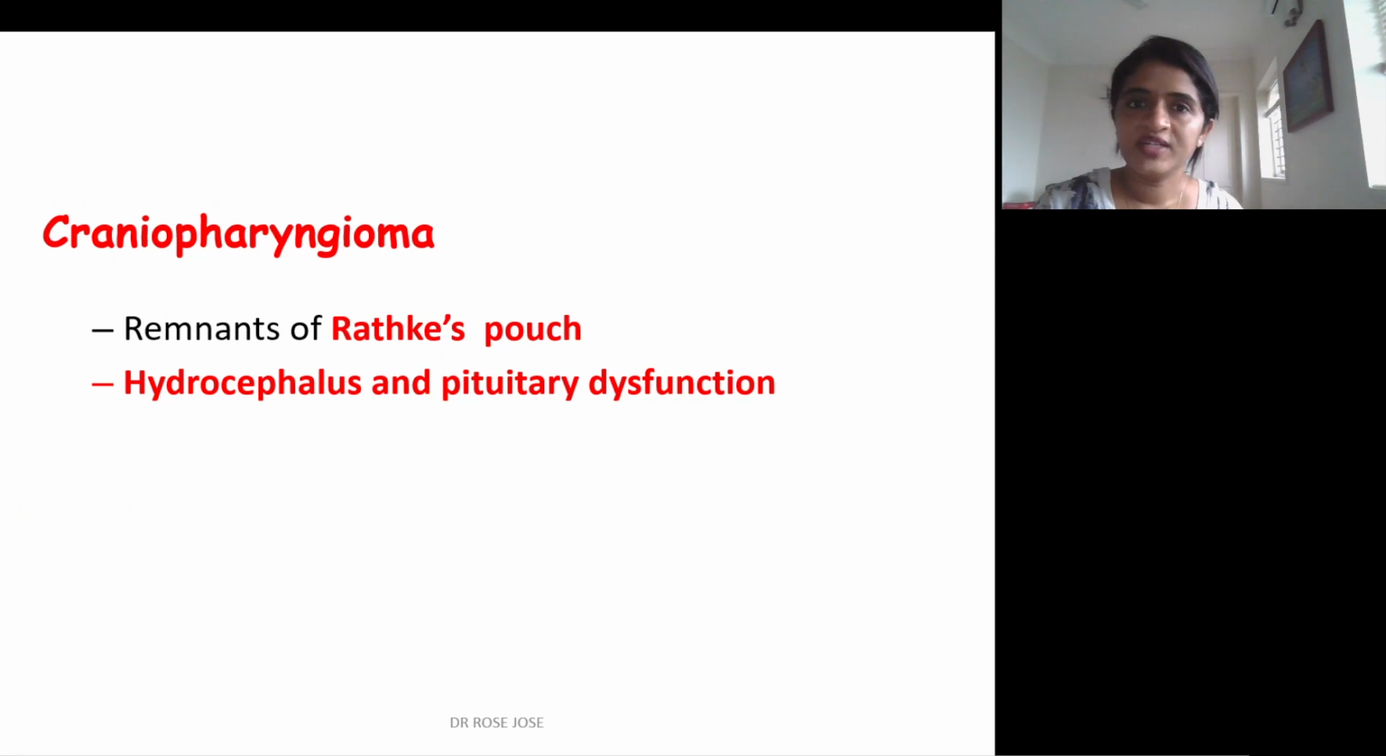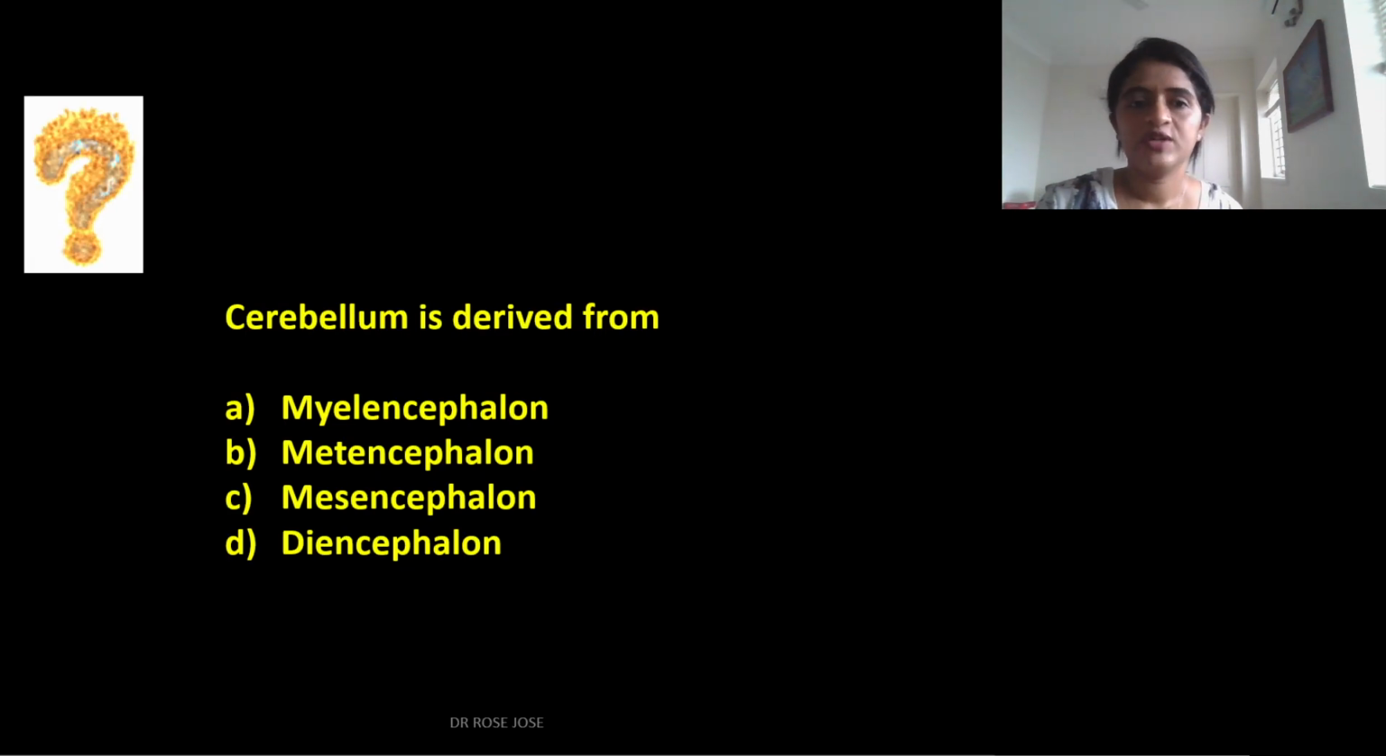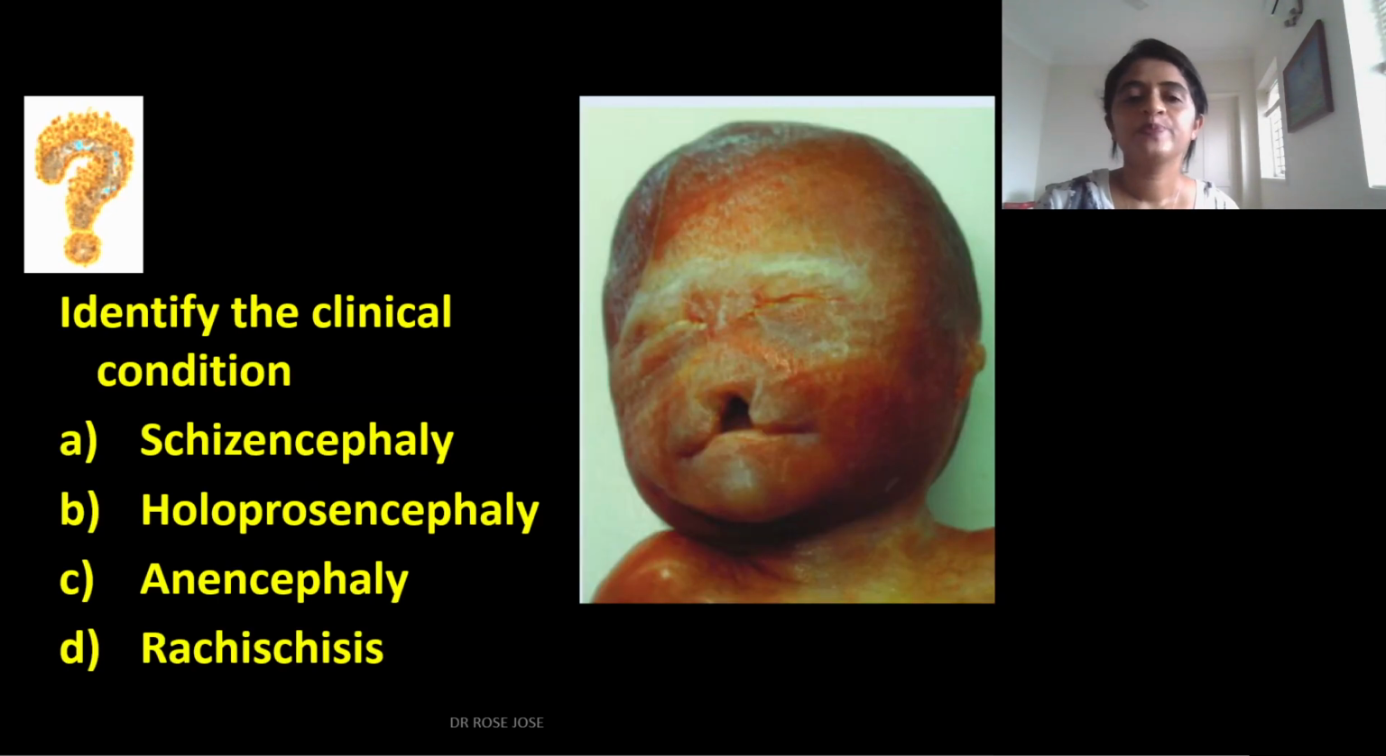And have you heard about a clinical condition known as craniopharyngioma? If the Rathke's pouch remains without getting degenerated, the remnant of the Rathke's pouch is known as craniopharyngioma, and the patient usually presents with hydrocephalus and pituitary dysfunction. Cerebellum is derived from the metencephalon.